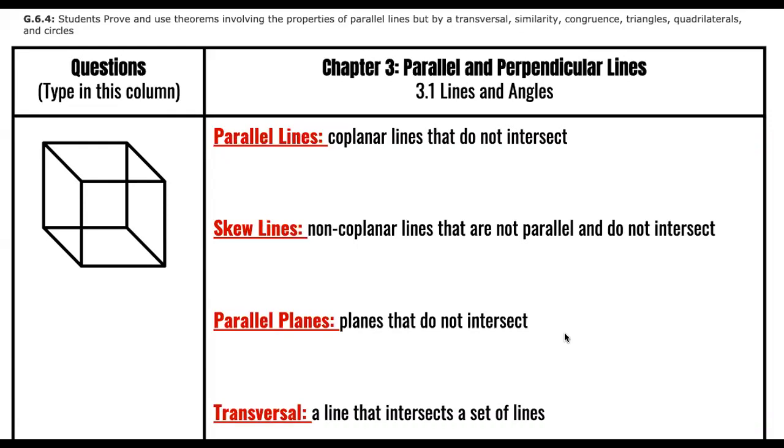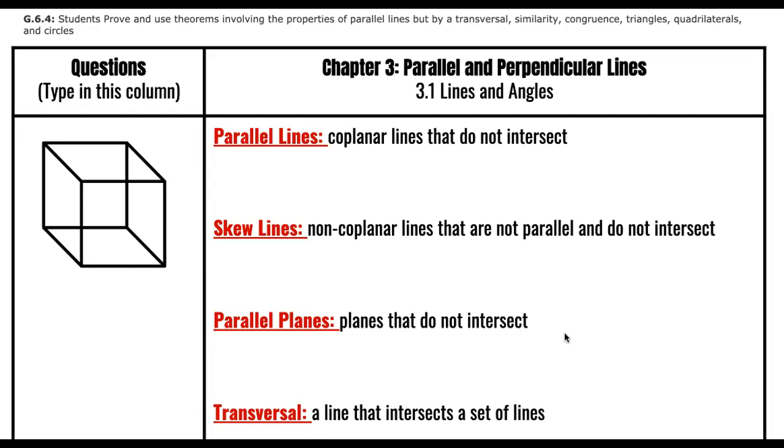We are in a brand new chapter now, chapter 3, on parallel and perpendicular lines. This first lesson is going to focus all on lines and angles. And our standard is G.6.4. Students prove and use theorems involving the properties of parallel lines cut by a transversal, similarity, congruence, triangles, quadrilaterals, and circles, all of that. So let's get started.